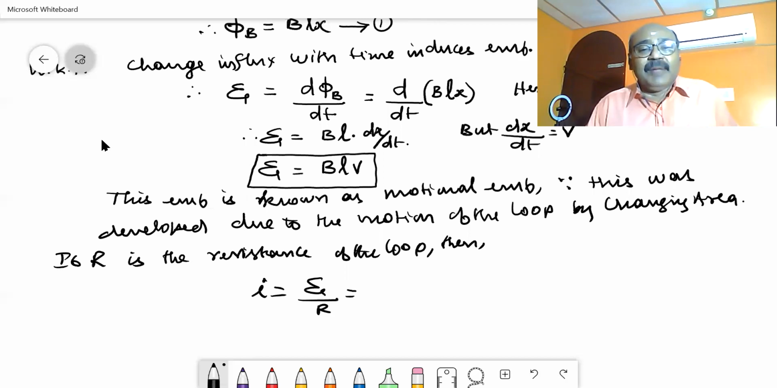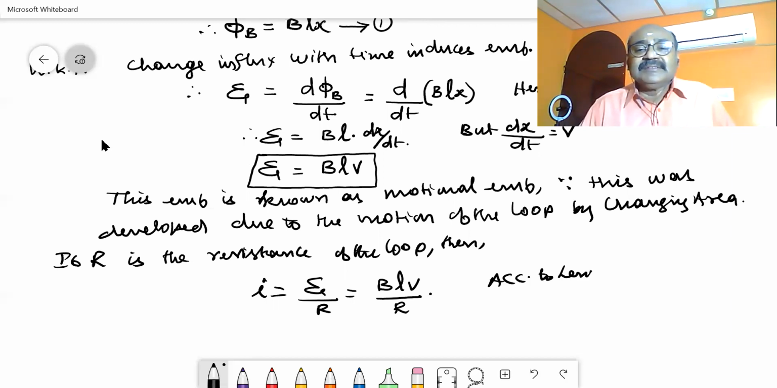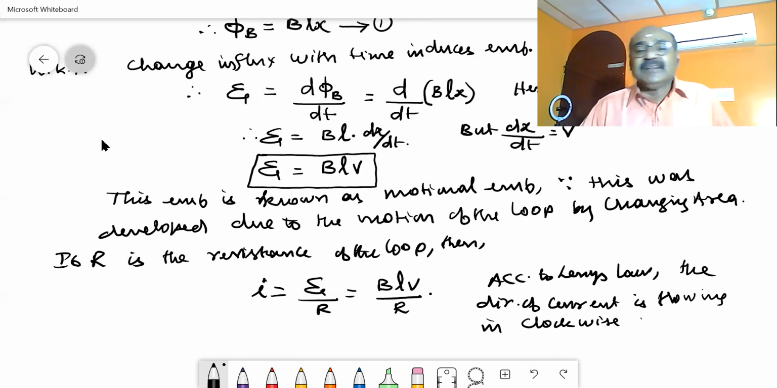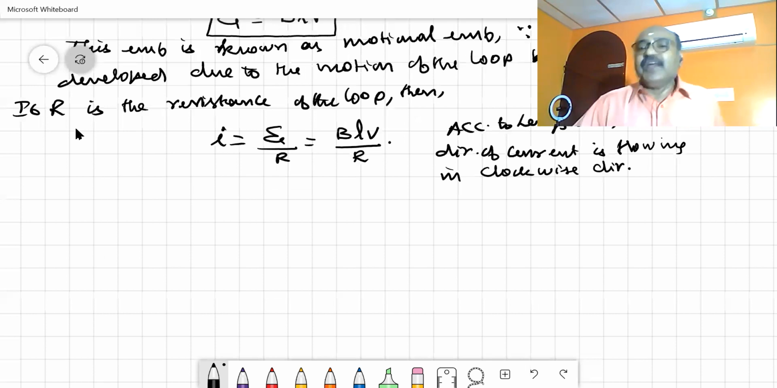So the formula will be BLV divided by R. And according to Lenz's law, the direction of the current is flowing in clockwise direction. This we are calling the motional EMF got from Faraday's equation.